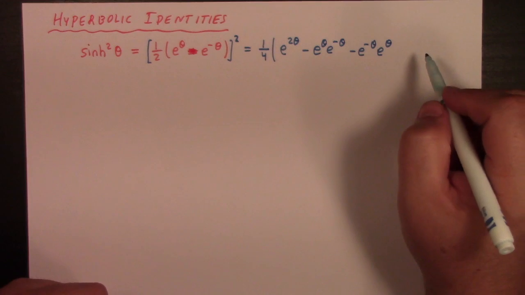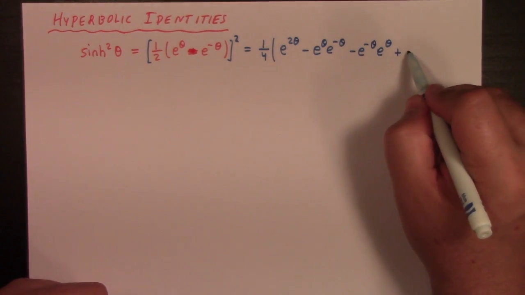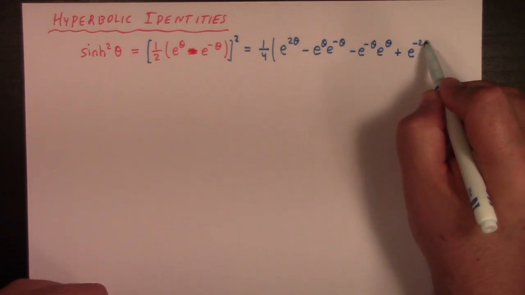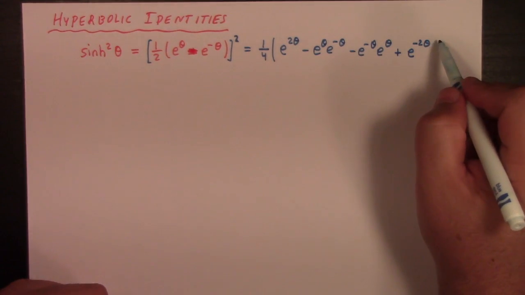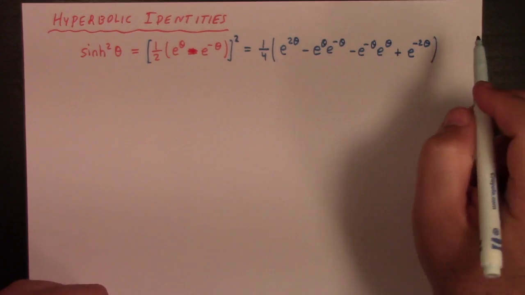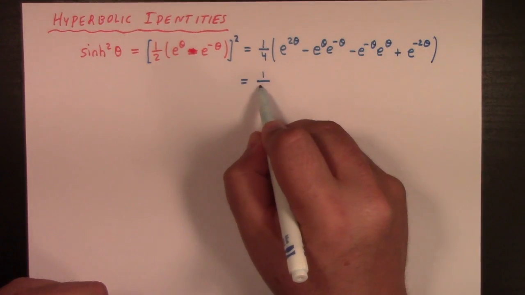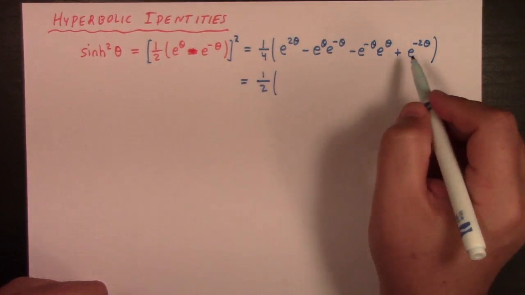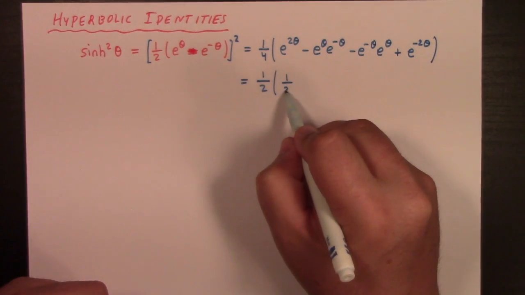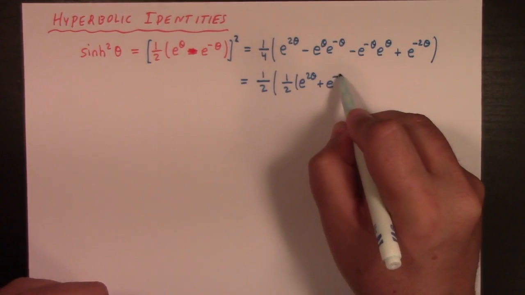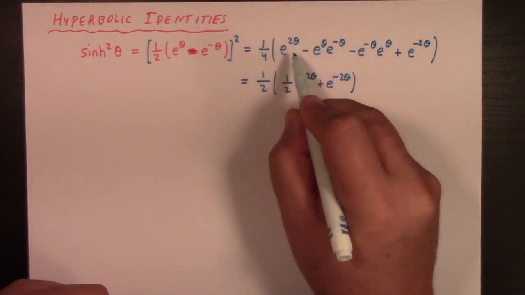Think about foiling it out, however you want to think about multiplying it. Plus e to the minus 2 theta. Anyway, when you multiply it out, you get these four terms. And, of course, I can pull out a half. And then on the one hand, I've got 1/2 of e to the 2 theta plus e to the minus 2 theta, from this guy and that guy.